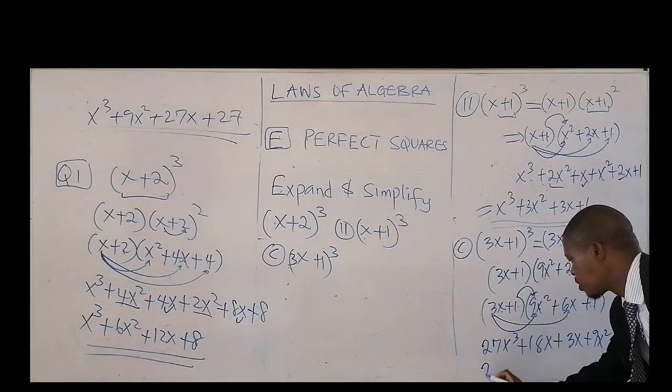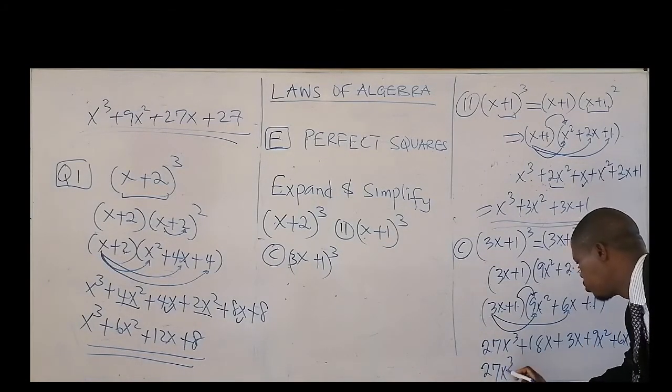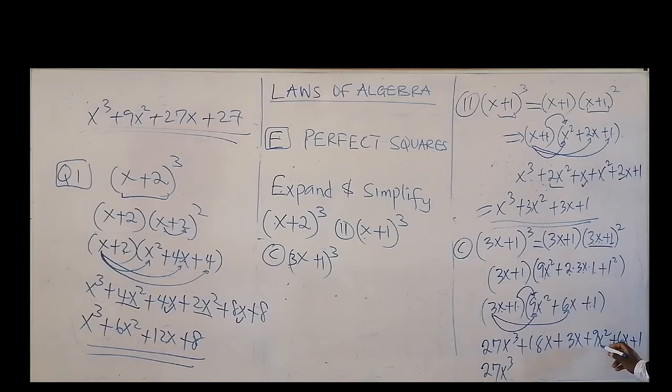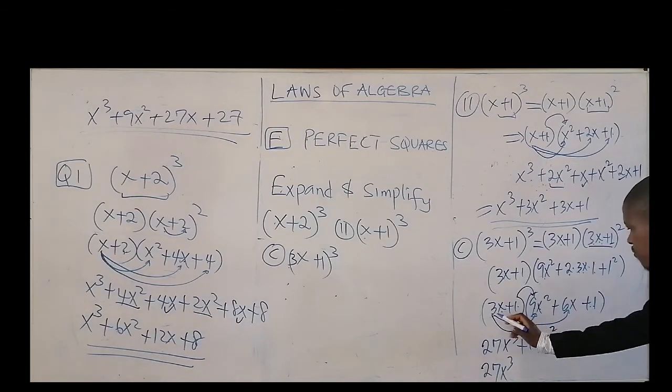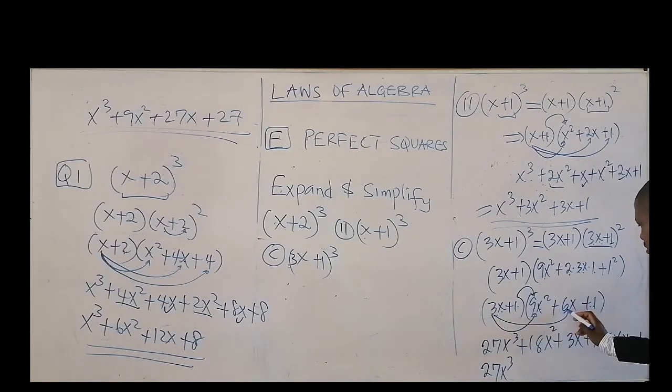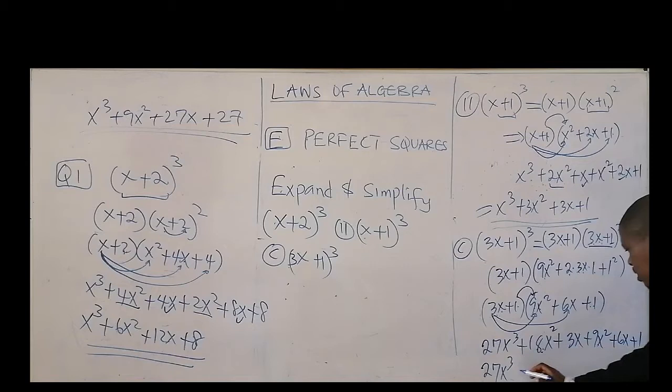So that will give us a 27x cubed. This is a 18x squared. 3x times 6x, that's 18x squared. 18 plus 9, 18x squared plus 9x squared, that's plus 27x squared. Then this one and this one, that's plus 9x plus 1. So that finished that question.